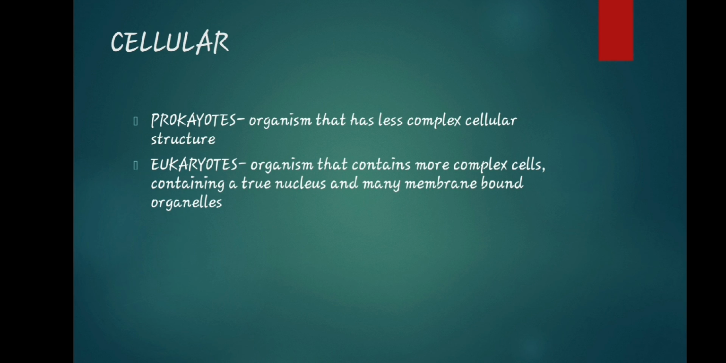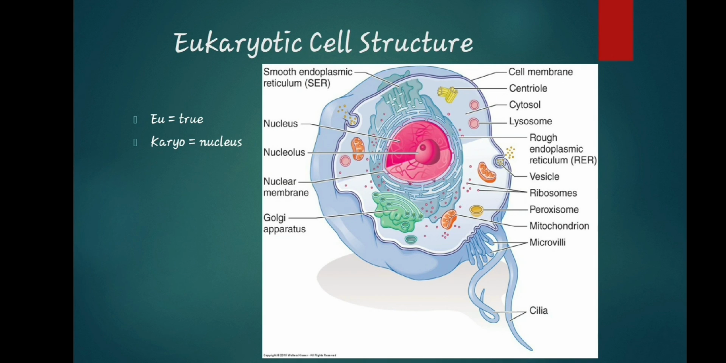Cellular is relating to or consisting of living cells. Cellular can be divided into two types, which are prokaryotes and eukaryotes. A prokaryote is an organism that has a less complex cellular structure, while eukaryotes are organisms that contain more complex cells containing a true nucleus and many membrane-bound organelles. Let's discuss first the eukaryotic cell. Eukaryotic comes from the word eu, which means true, and karyo, which means nucleus.